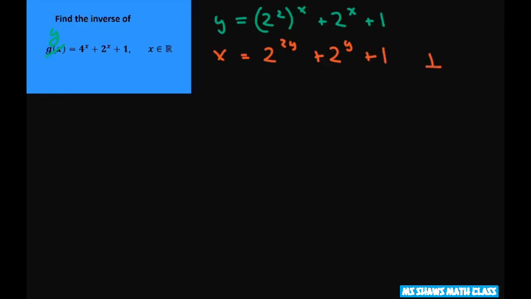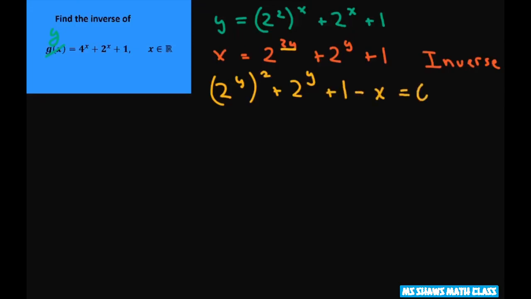Now that's your inverse, but if we want to make y our subject, that's going to be a little difficult because we're going to have to use the quadratic formula. So what I'm going to do is write this and set it to 0. So we're going to set x to 0, and we're going to write 2y squared, I just rewrote that, plus 2y plus 1 minus x equals 0.